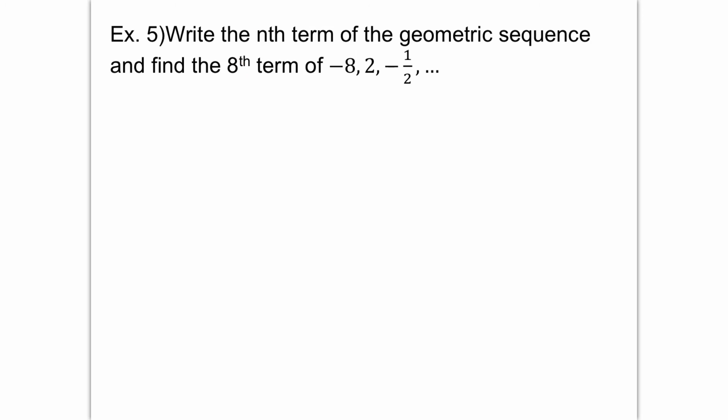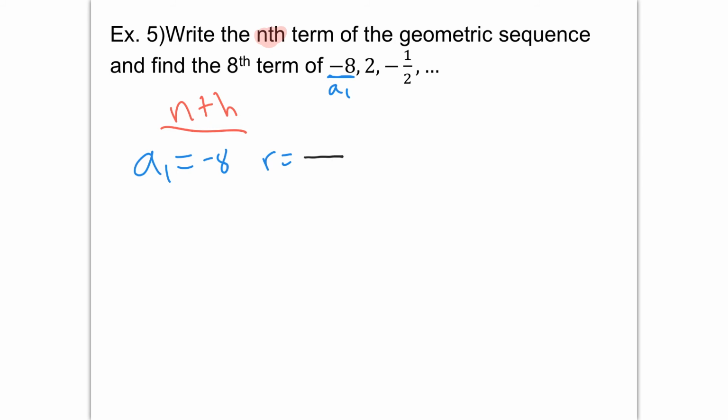So for the nth term, I need two things. Number one, I need my first term. My first term is right here. That's a sub 1, so that's -8. And my common ratio, well, looking at the numbers, it's kind of hard to know what you need to multiply -8 by to get 2. So you can do the little fraction I showed you to find the common ratio.